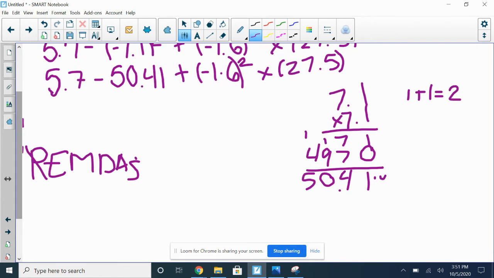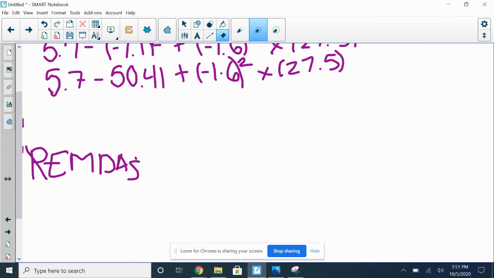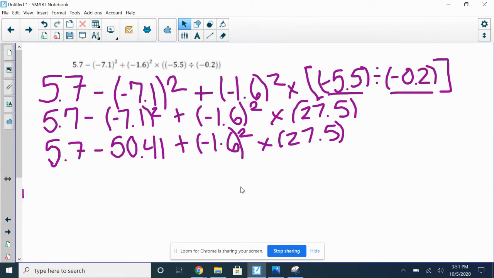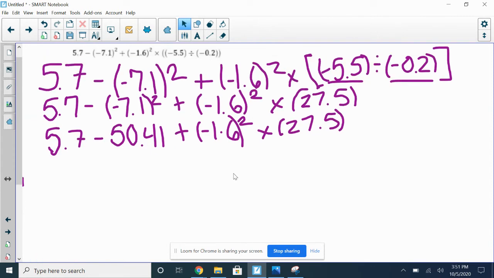And I'm going to go ahead, I'm going to give you a second. So go ahead, pause that, write down that word. I'm going to erase it. All right. So as we're going, I'm going to move my PEMDAS down further. We just keep going, bring down another step. So now we have another squared, negative 1.6 squared.